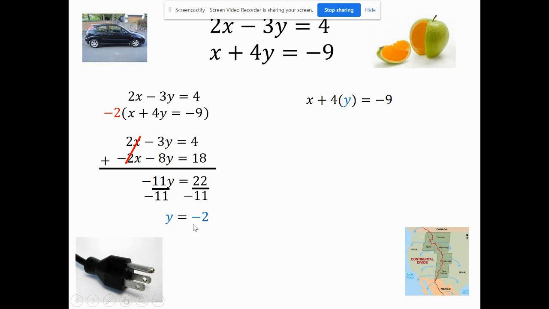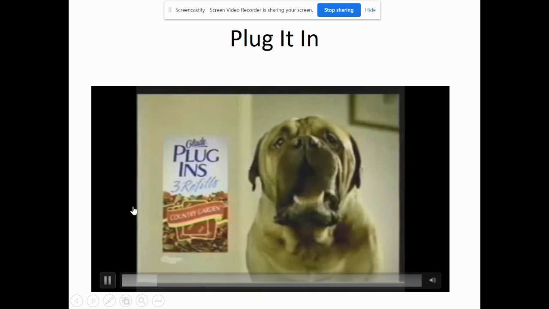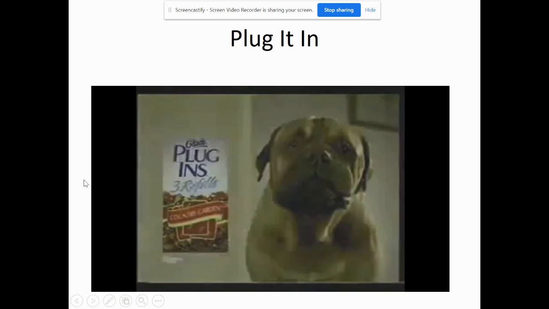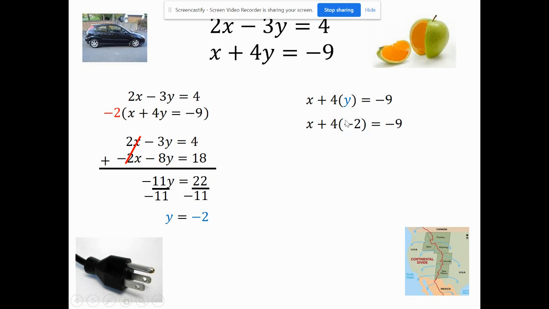the y is equal to what? -2. Replace the y with -2. 4 times -2 is -8. So I have x minus 8 equals -9. So add 8 to each side.